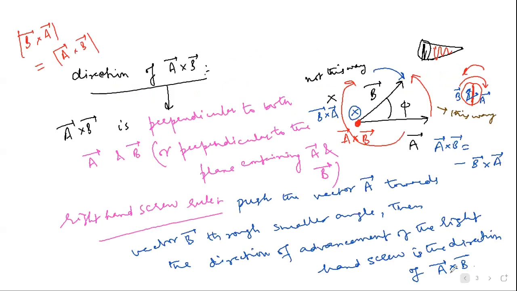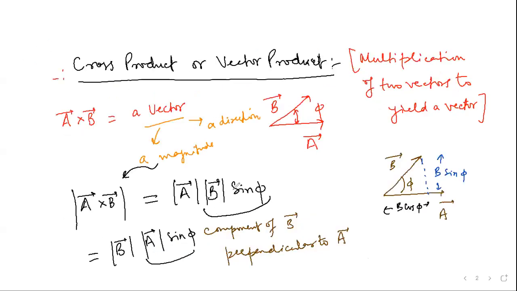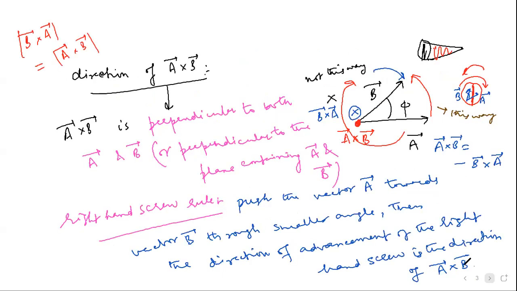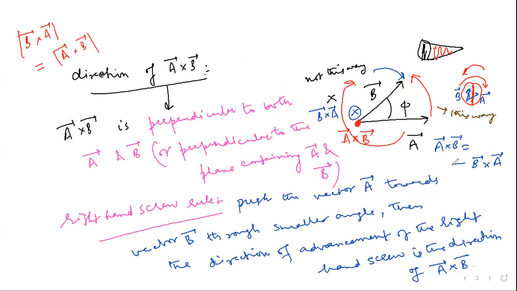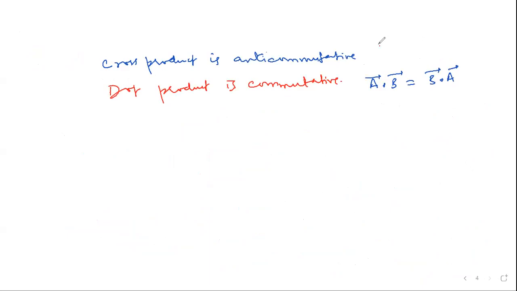First I said the magnitude of cross product is given by this, right? Then I discussed its direction. Now I'm saying cross product is anti-commutative because of this minus here. I write this here also because A cross B is minus B cross A, right? But dot product is commutative.